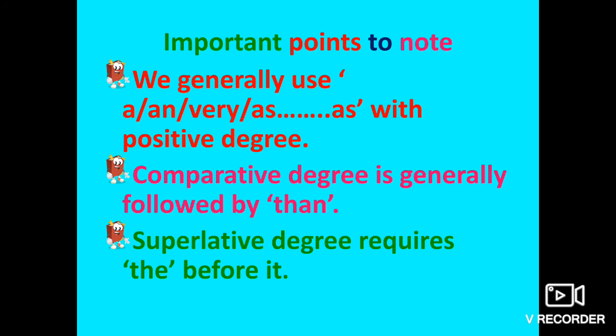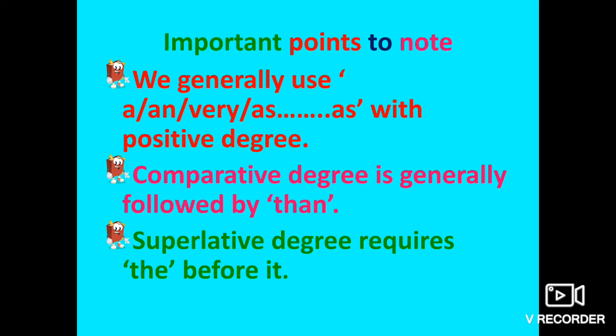Now students, some important points you should note down. First one is we generally use a and very with positive degree. Because in positive degree, we never compare. We just talk about only one person or thing. Comparative degree is generally followed by than. As you've noticed, when I was explaining comparative degree, we are comparing between two persons or two things by the use of than.